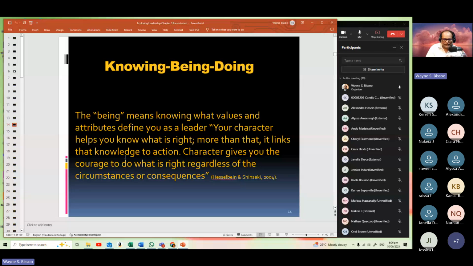The being element is also, as we said, knowing what you have as those values. You need to understand, as we said before, what are those basic values, ethical values, and morals that you hold.